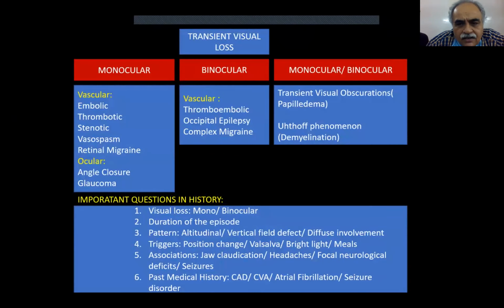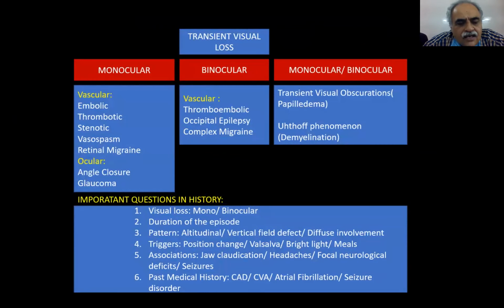Yes, sir, we can. All amaurosis fugax is atherosclerotic unless proved otherwise, and it is almost always monocular. Whenever you get binocular transient visual loss, you have got two possibilities to keep in mind. One is transient visual obscurations, and the second one is top of the basilar TIAs or basilar artery TIAs.